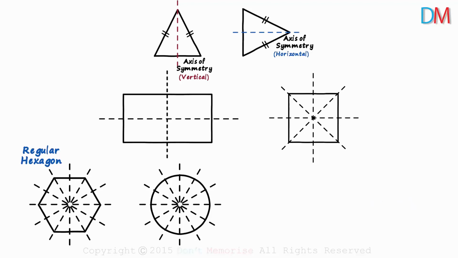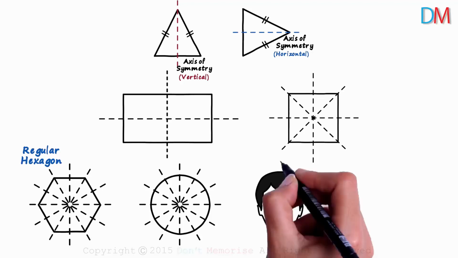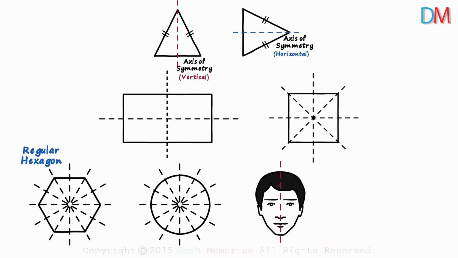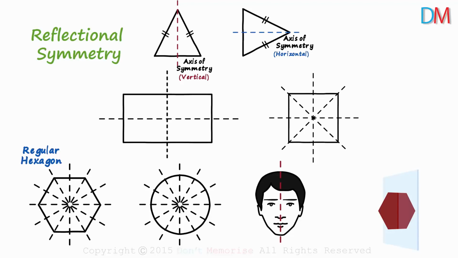Did you know that nature loves symmetry? The best example of symmetry in nature would be that of a human face. It has a vertical axis of symmetry. What we saw in this video is reflectional symmetry. If one part is kept against a mirror, its reflection will give us the other part. Let's say we keep half the hexagon on this side of the mirror, its reflection will give us the other half. Hence it's called reflectional symmetry. Is there some other type of symmetry too? Yes, we will cover that in the next session.